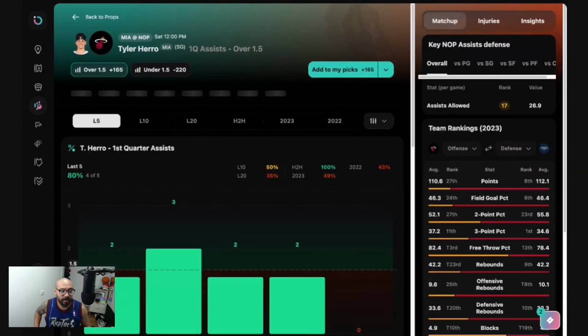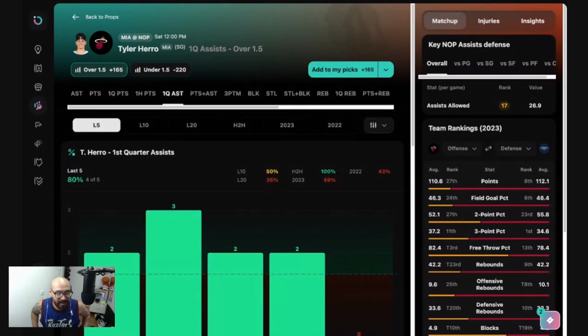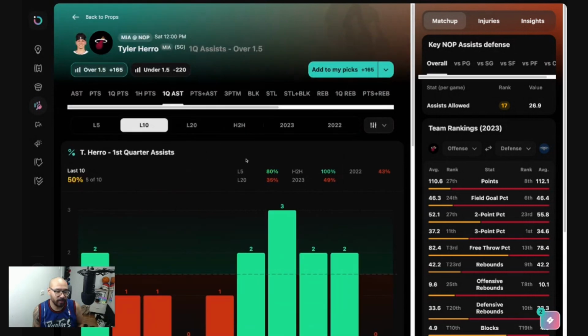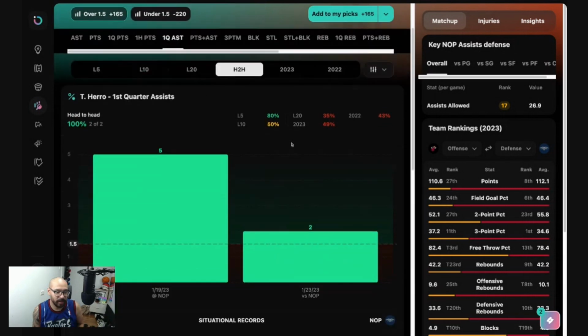Looking at his assist prop in the first quarter, 1.5. It's plus 165. I don't mind that. He's hit this in 4 out of his last 5, but only 5 out of his last 10. He has covered this in 2 consecutive games against the Pelicans, though. Matchup-wise, the Pelicans do allow the second most assists to shooting guards on the season. Tyler Herro is probably playing a lot more point guard these days, though.